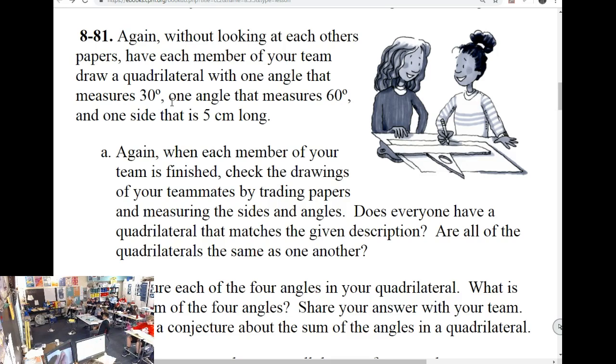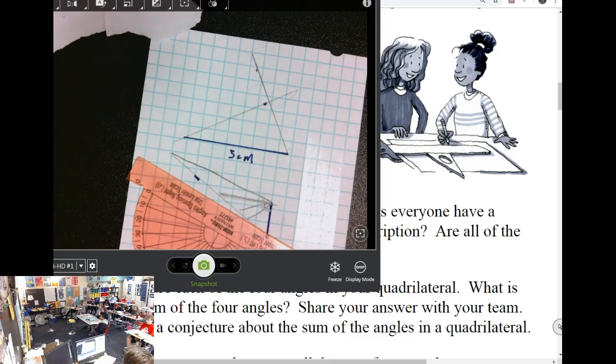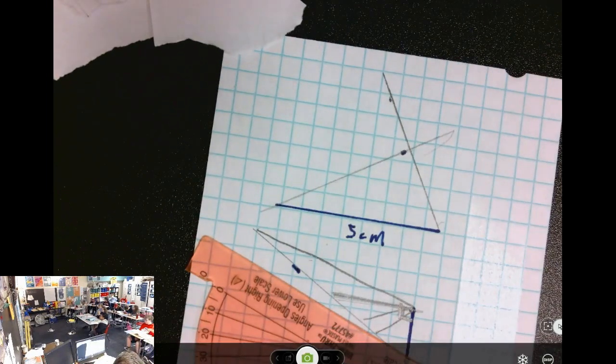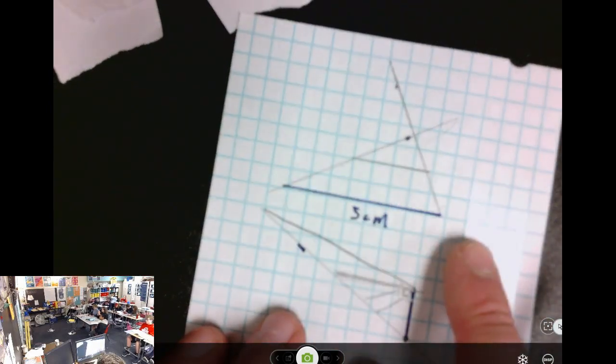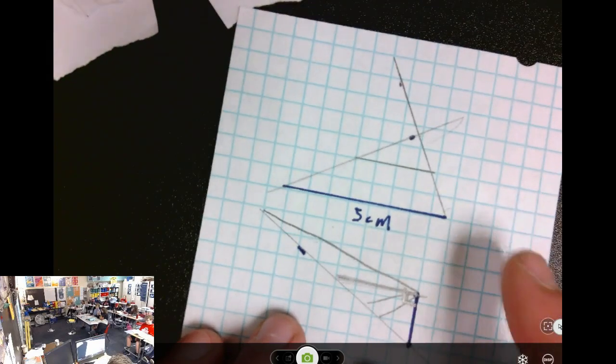Now wait a minute. Did I follow the directions? No. What did it ask me to do? One angle measures 60, one angle measures 30. Wait, how could I make this a quadrilateral? Oh, I could go dupe. Skylar said I can go dupe dupe. I think what she means is connect. Right? So we could connect across here and turn that into a quadrilateral. Or we could connect any other way.